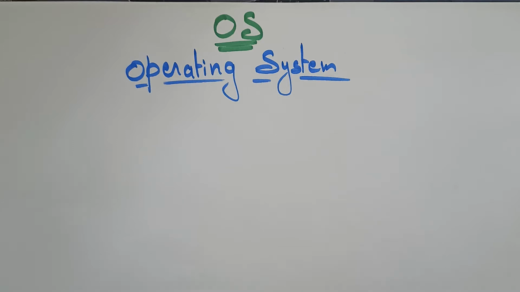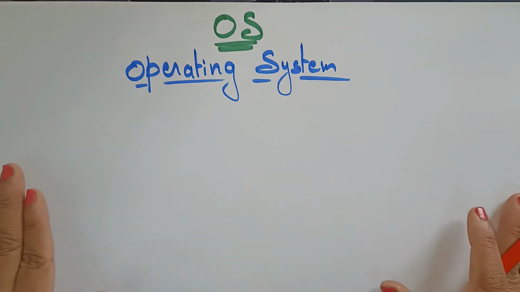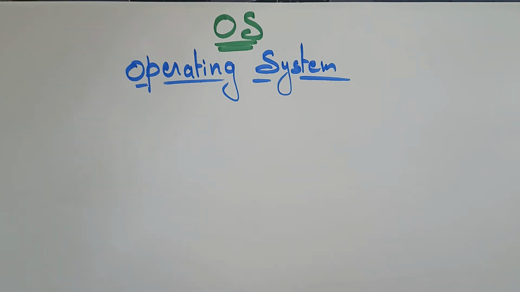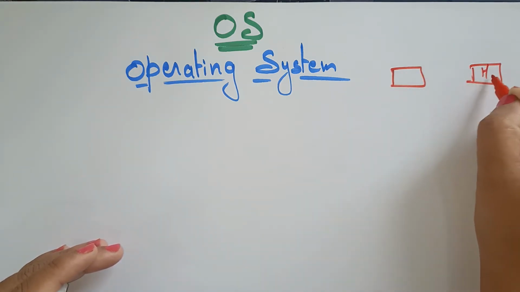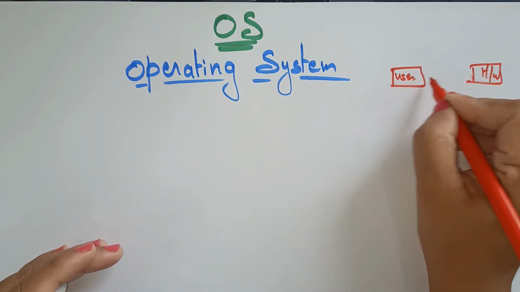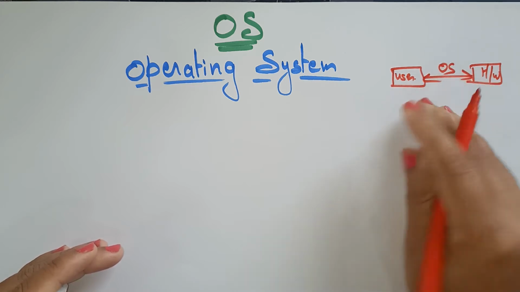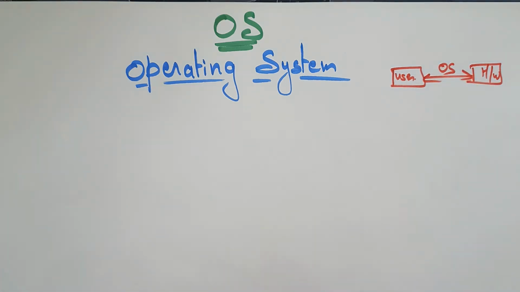Operating system introduction. In this video, I am going to cover the definition of the operating system and the main goals of the operating system. I hope at the end of this video, you will get clarity regarding what exactly the operating system is. I know you are all familiar with the general definition: an operating system is a program that acts as an interface between the user and the hardware. That is the definition of the operating system.